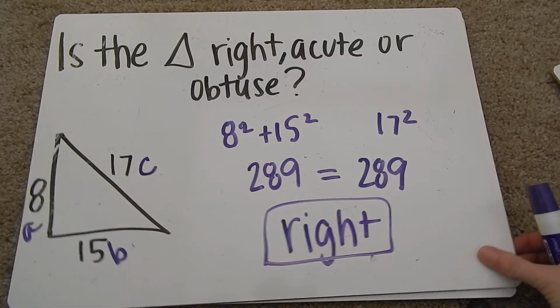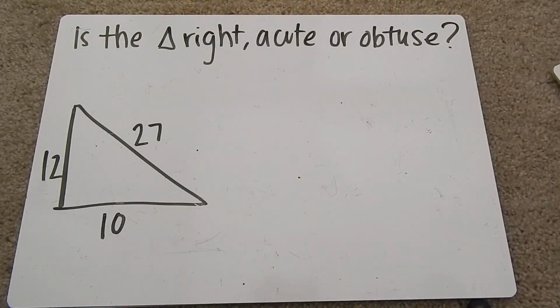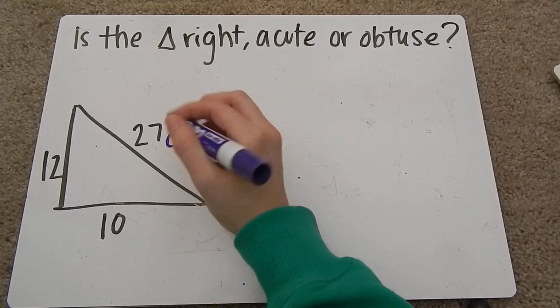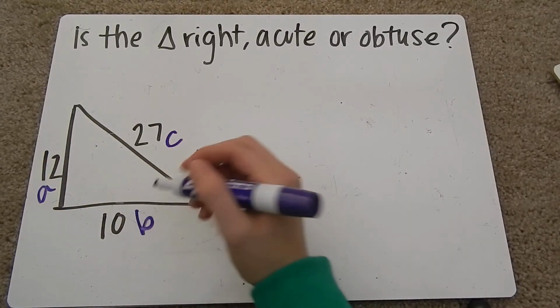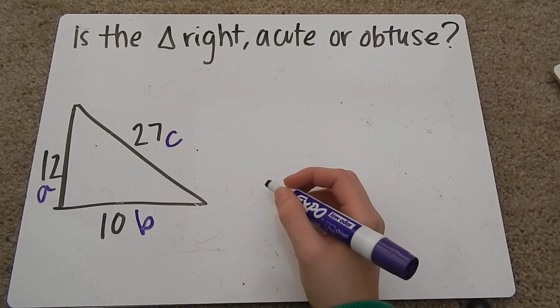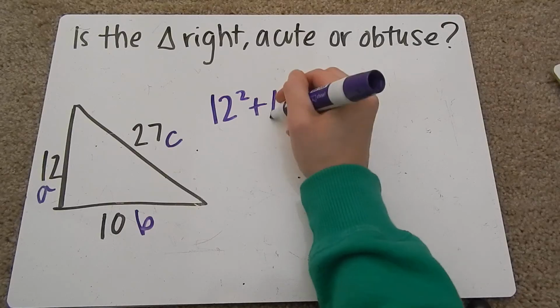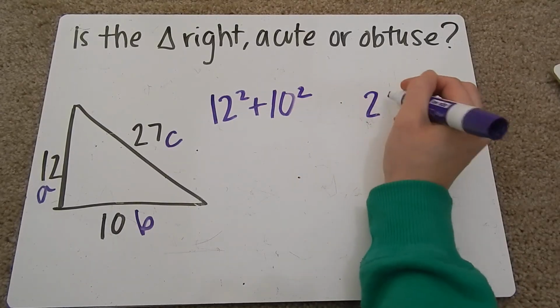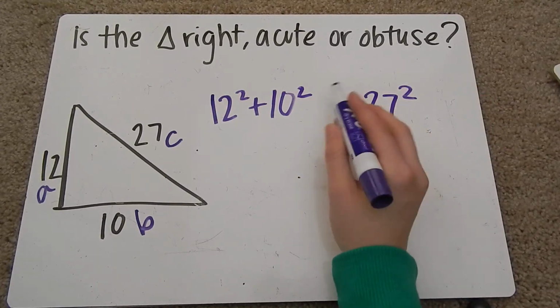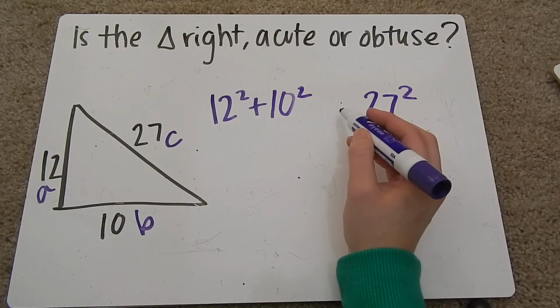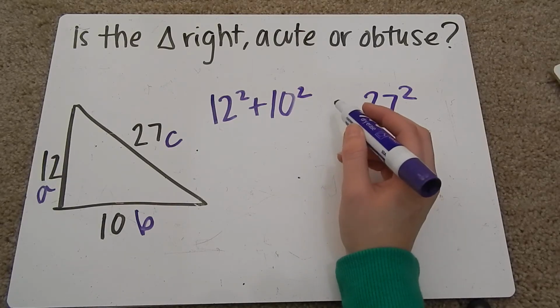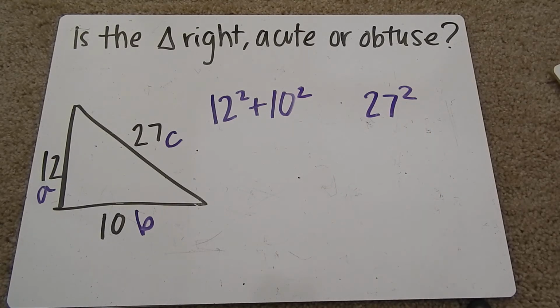Okay, moving on to our last example. So here again, let's identify the C. It's going to be the longest side. A and B don't matter. And plug into our equation. So it's going to be 12 squared plus 10 squared. Over here is 27 squared. We want to figure out what this sign is. It's either equal, less than, or greater than. That will tell us what kind of triangle we have.